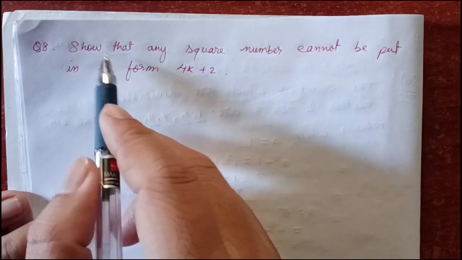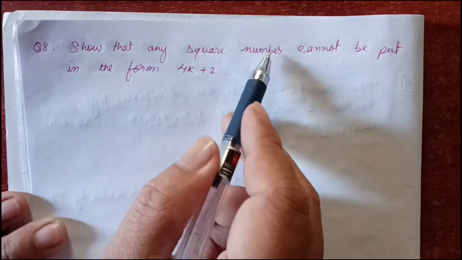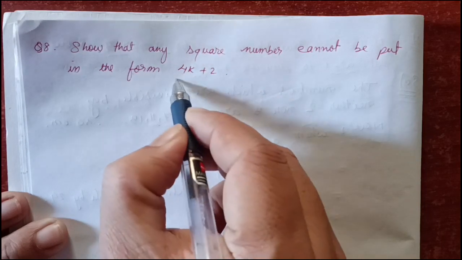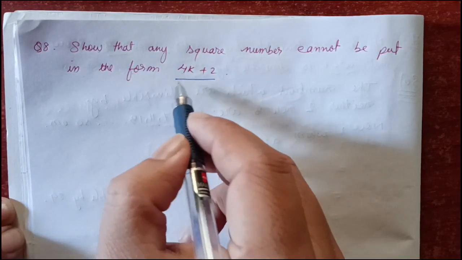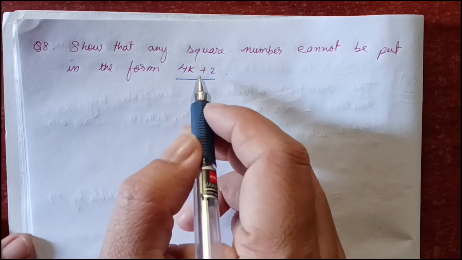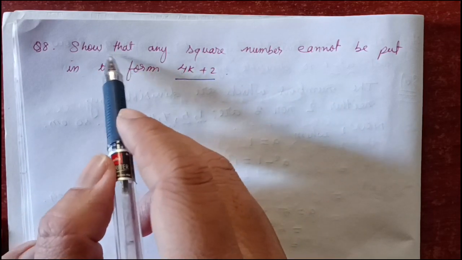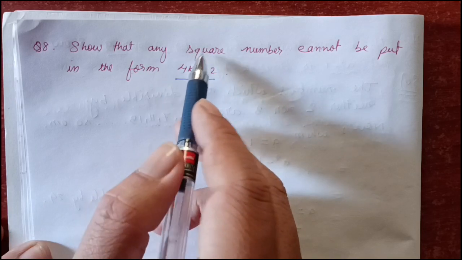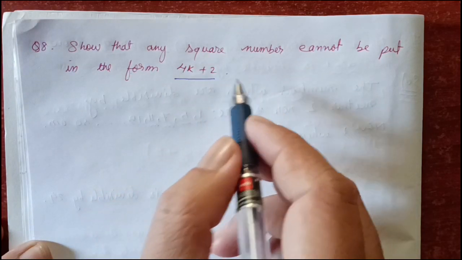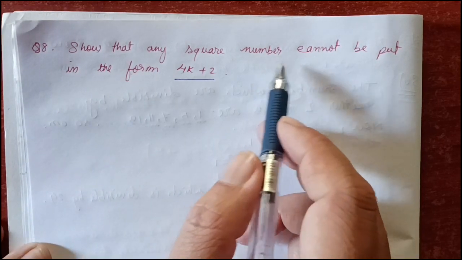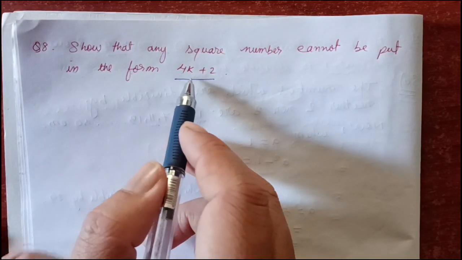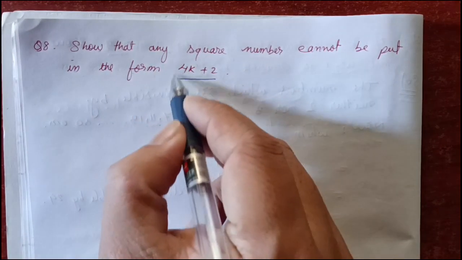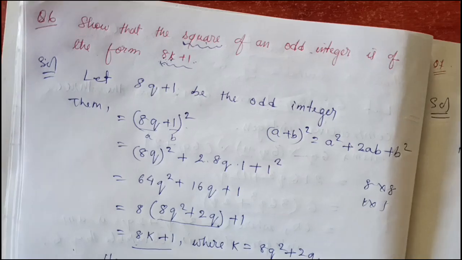Okay, now question number 8. Show that any square number cannot be put in the form 4k plus 2. Now form is given. I told you when form is given, how to start. Alright, so let us understand the question first. The number which we are going to take, we are going to put in the form of square. So when we put in the form of square, it cannot be put in the form 4k plus 2. Right?